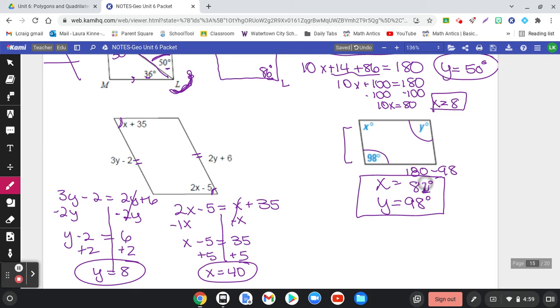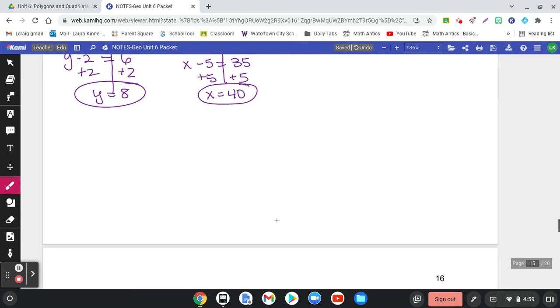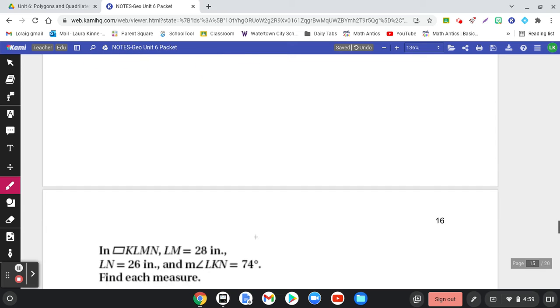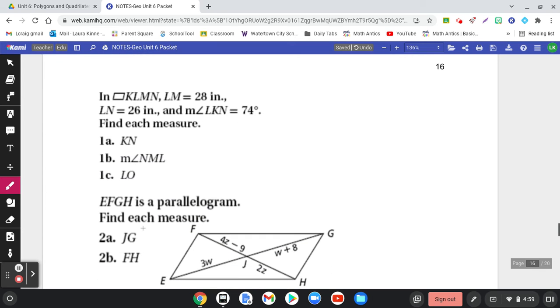All right, let's look at just a couple more here with some diagrams that we have to draw. Again, yours is right here, but this shifted to the next page. That's okay. So this was on page 15 at the bottom.